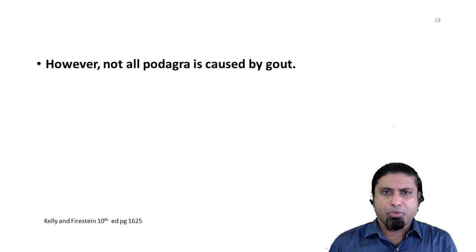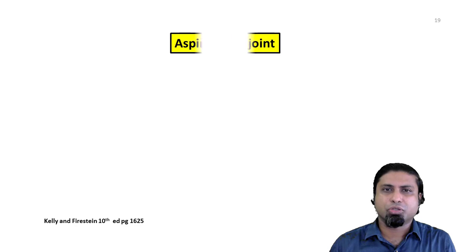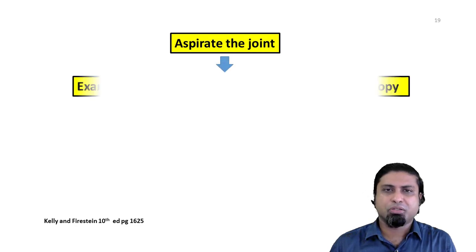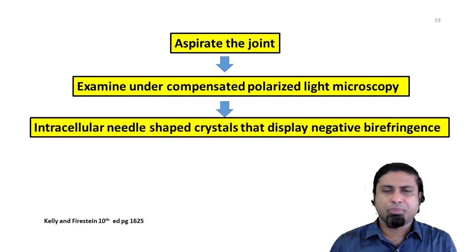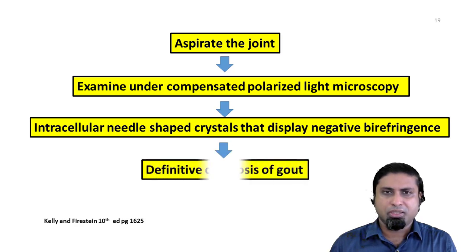Now again, we need to remember that not all podagra is caused by gout. It could very well be a septic arthritis or something else. So how do you arrive at a definitive diagnosis of gout? We need to aspirate the joint and examine the specimen under compensated polarized light microscopy. If we are able to identify needle-shaped crystals which show negative birefringence, then the definitive diagnosis of gout may be established.